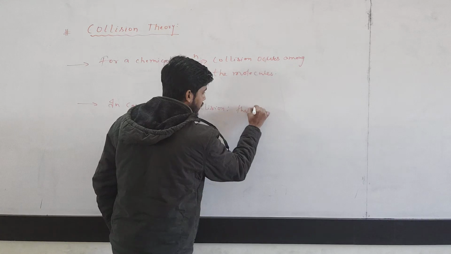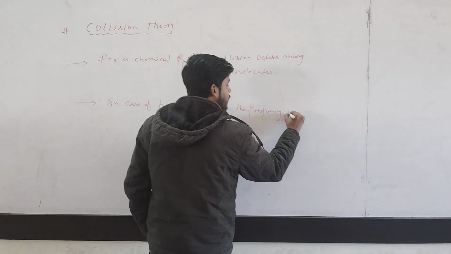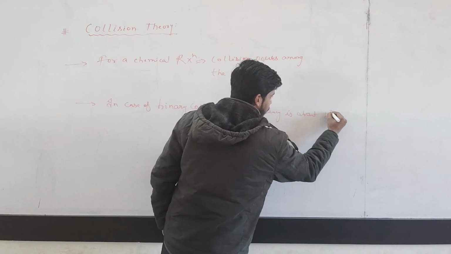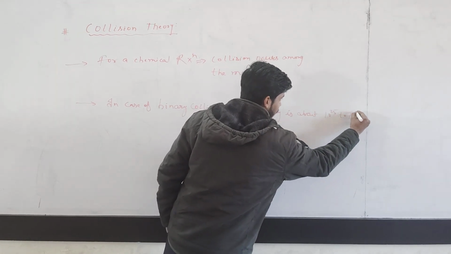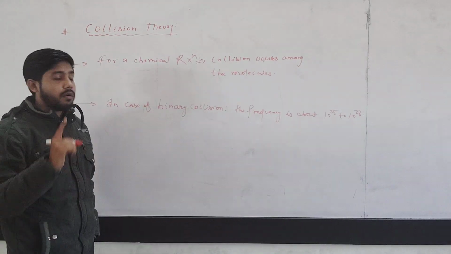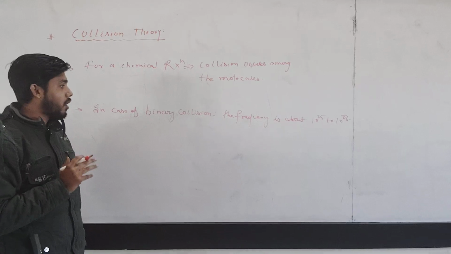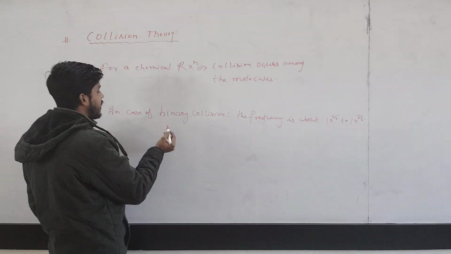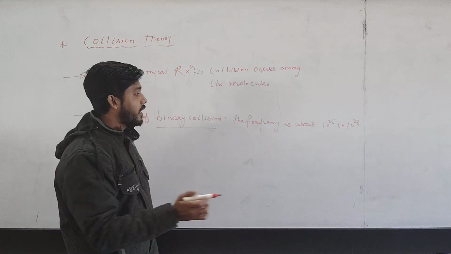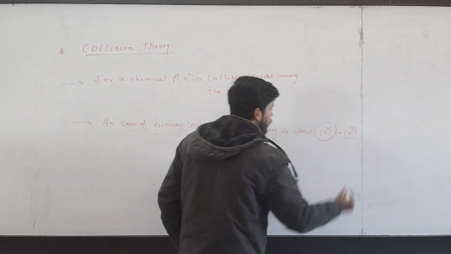the frequency is about 10 to the power 25 to 10 to the power 28. So for every chemical reaction, a collision occurs among the molecules. So if you take the example of binary collision, the frequency is so high, 10 to the power 25 to 10 to the power 28.